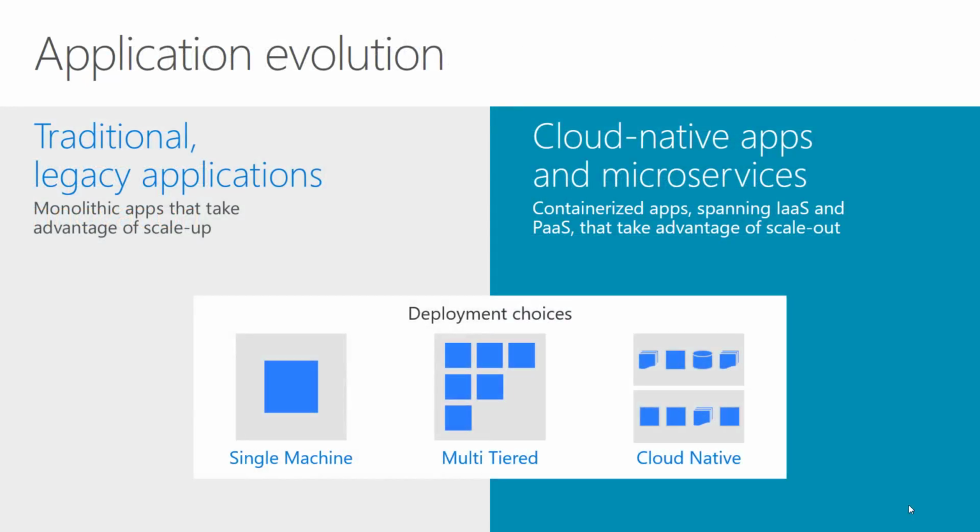So looking at application evolution, well, anyone who lived through the 90s in the world of IT would have seen the transition from single machine solutions where everything ran on one box, so the database, the line of business code, the logic, etc. Then we went to two-tier applications, and we went to three-tier applications.